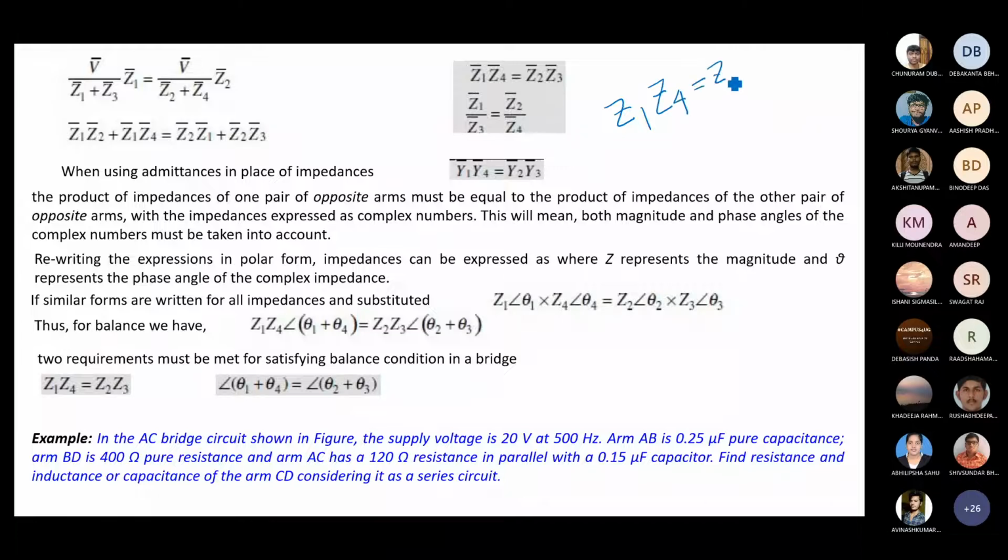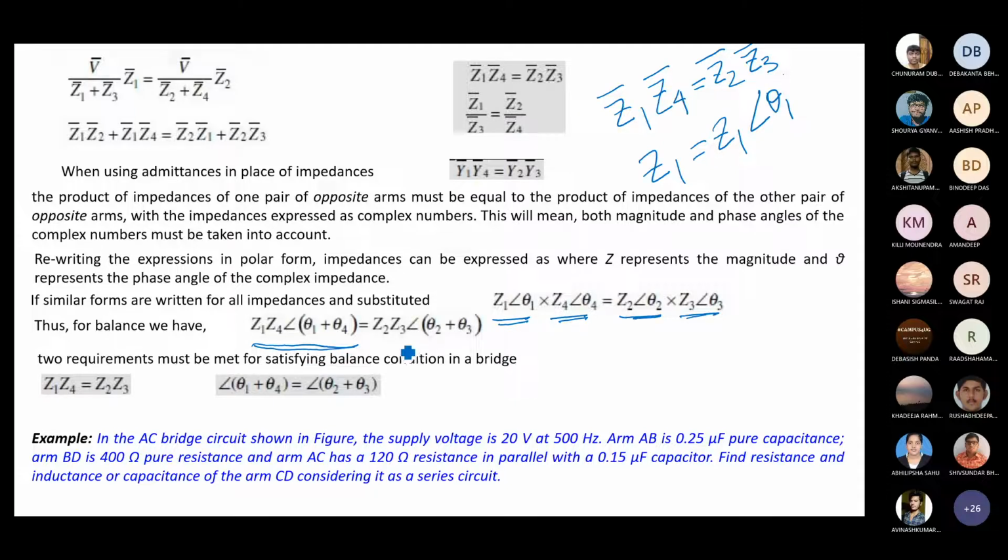Bar means amplitude and argument. So Z1 bar equals Z1 with the angle theta 1, Z4 with the angle theta 4, Z2 with the angle theta 2, and Z3 with the angle theta 3. In multiplication, the angles add. So finally it is Z1 Z4 with the angle theta 1 plus theta 4, and Z2 Z3 with the angle theta 2 plus theta 3.